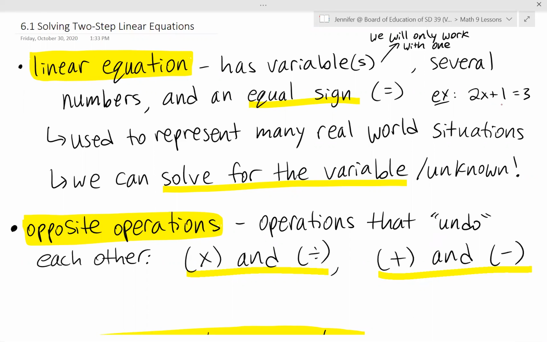In order to solve linear equations, we have to know what opposite operations are. These are operations that undo each other. So multiplication and division are opposite operations. For example, if you multiplied something by 2 and then divided it by 2, those operations cancel each other out. As well, addition and subtraction are opposite operations. They undo each other. You may have heard of this in grade 8.